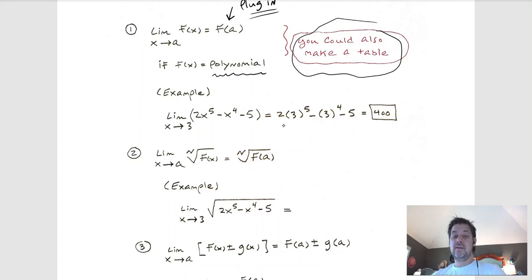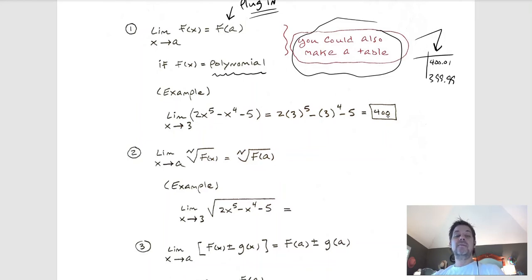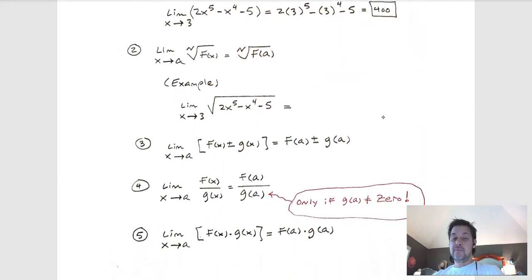So I did that. 2 times 3 to the 5th power minus 3 to the 4th power minus 5, and that was 400. So that's the limit. If I did make a table, here's what would happen. I would see numbers like 400.01 or something like that. Maybe 399.99. Who knows? It probably looks something like that. I don't know exactly because I didn't make the table, but if 400 is the answer, then that's what I would expect to happen if I did make a table.